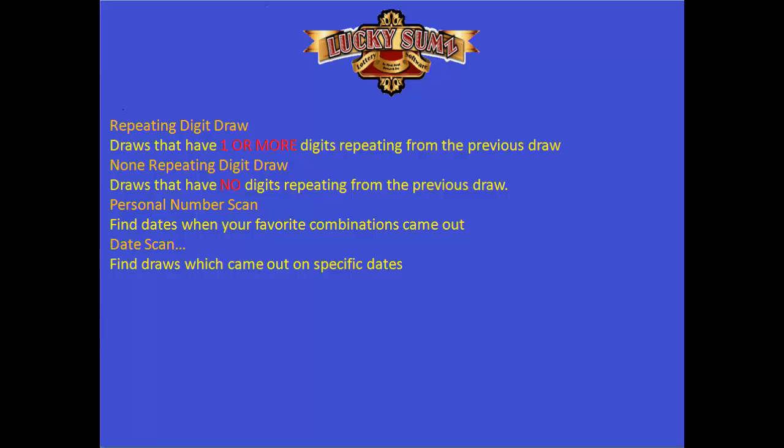Now we have repeating digit draws, which are draws that have one or more digits repeating from the previous draw. Non-repeating digit draws, which are draws that have no digits repeating from the previous draw. Lucky Sum, we have also included personal number scans, which find dates when your favorite combinations came out, and a date scan finds draws which came out on specific dates.